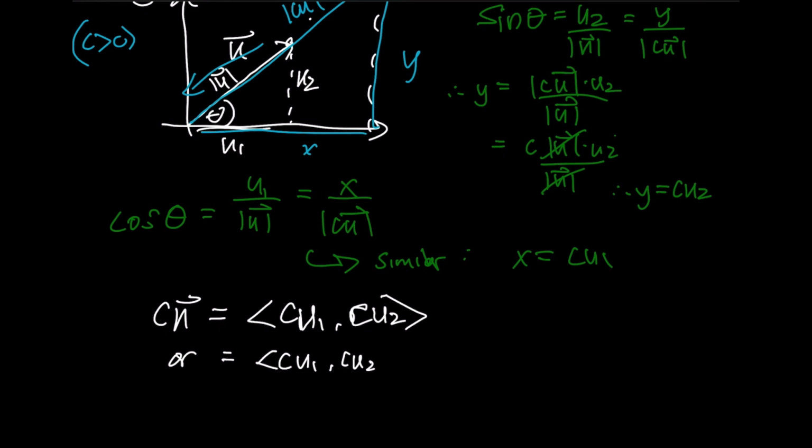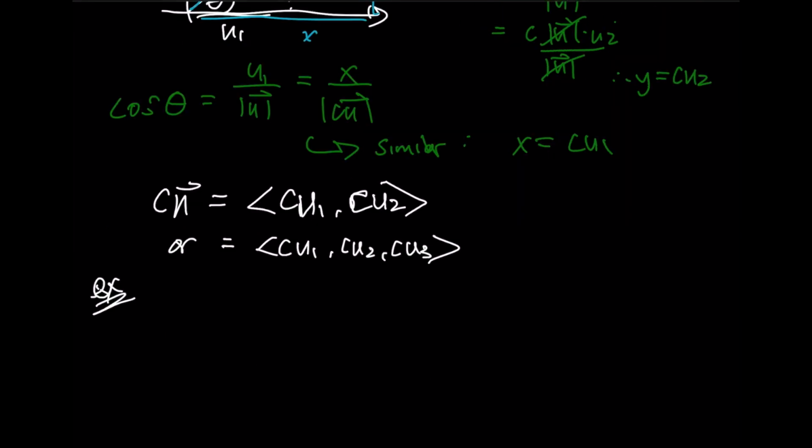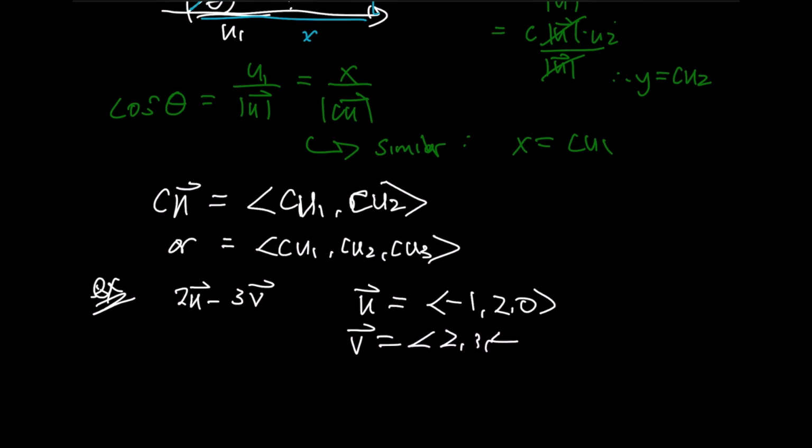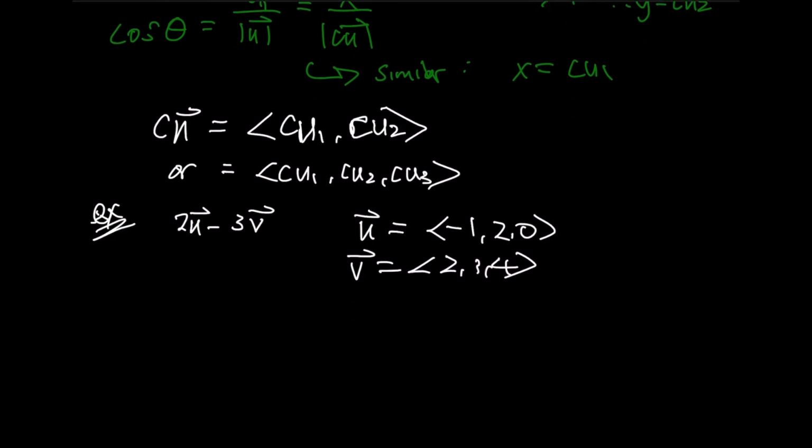And that's a nice property that ends up happening. So for example, if I were to talk about 2u minus 3v, where u is equal to <-1, 2, 0>, and v is equal to <2, 3, 4>, that means 2u is just going to be every entry of u multiplied by positive 2, so it'll be <-2, 4, 0>.